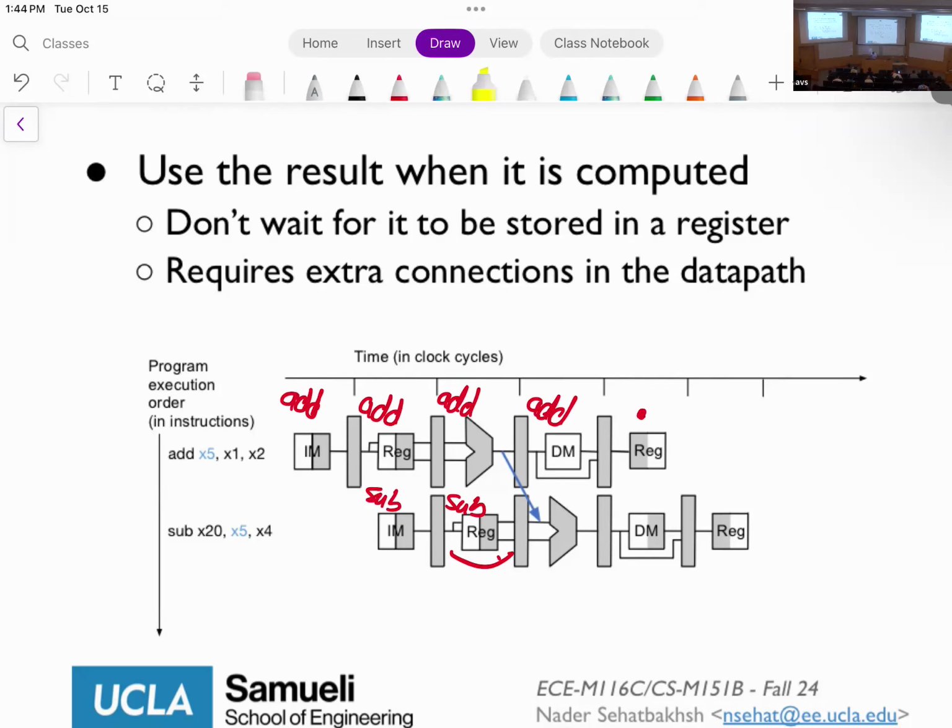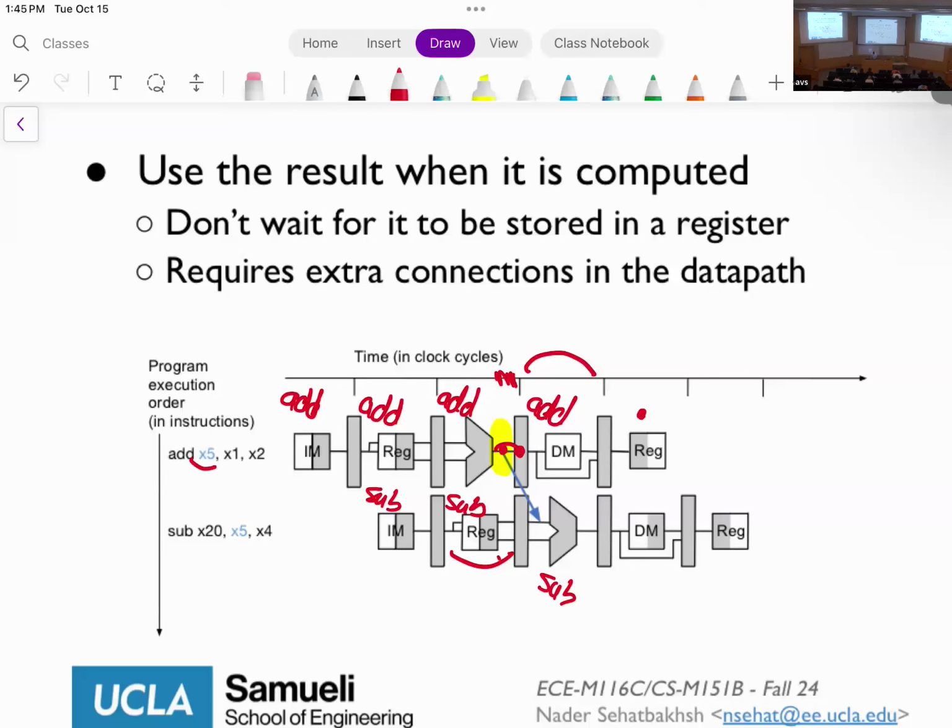The observation is the following. We see that the value that we really need is here, okay? So for add, at the end of this cycle, at the output of my register, I have the updated value of x5, okay? So what I'm going to do is forward this value from this register. I'm going to let this register capture this value. In this cycle, the add goes to the mem stage. The sub was supposed to come to the ALU stage.